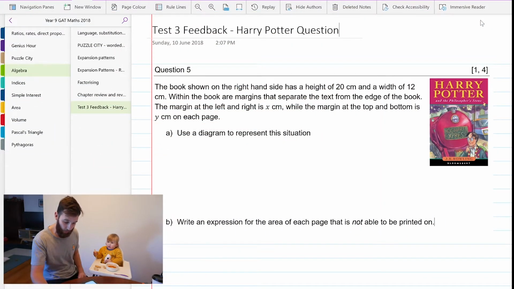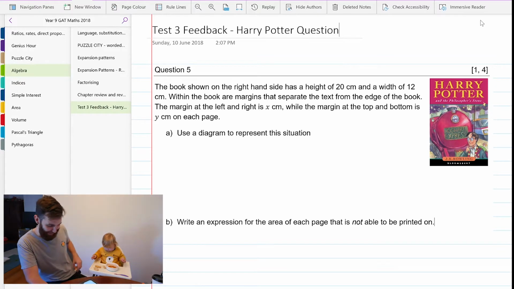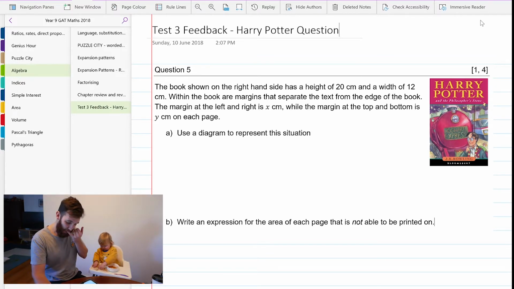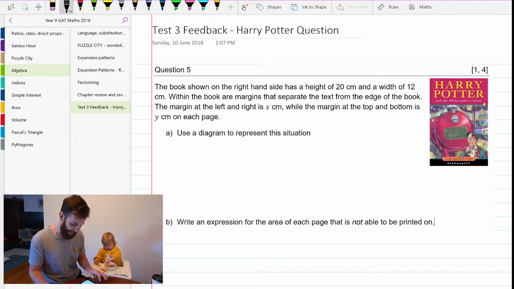Okay, so the question reads, the book shown on the right-hand side has a height of 20 centimeters and a width of 12 centimeters. Within this book are margins that separate the text from the edge of the book. The margin at the right and left is X centimeters, whereas at the top and bottom it's Y. So your first job is to draw yourself a little diagram to represent this situation.